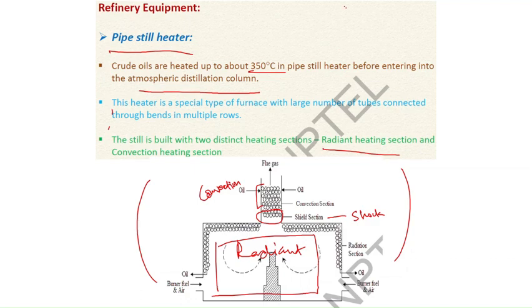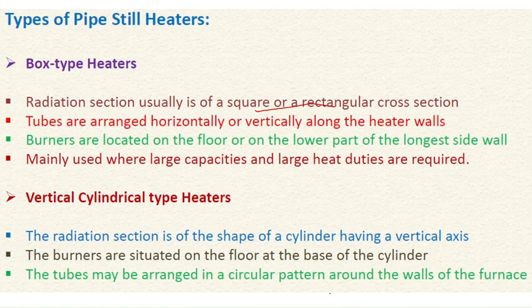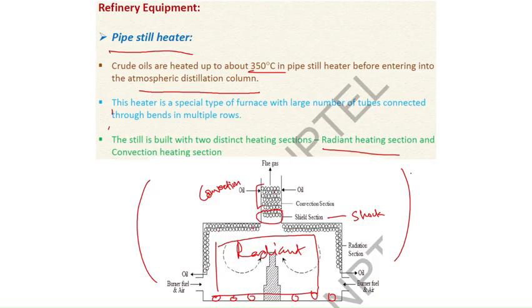As you can see, these are the tubes which are arranged, either vertically or horizontally, along the walls. The burners are located either on the walls or the lower portion of the heater. Burners are located on the floor or on the lower part of the longest side wall. Mainly they are used where large capacities and large heat duties are required. So what happens is these burners are present at the floor, and in the radiant section, heating occurs due to direct heat from these burners.